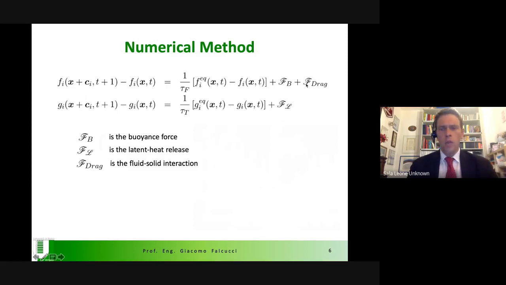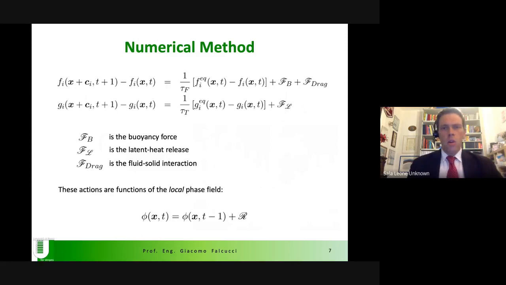Here we take into account the effects of thermal energy storage and release through three contributions: the buoyancy force, the latent heat release, and the fluid-solid interactions. These effects are all functions of the local phase field. So this approach is a two-population phase field lattice Boltzmann. Just to be completely plain.